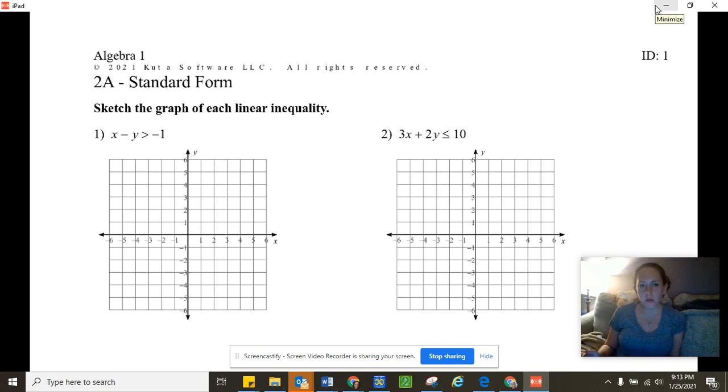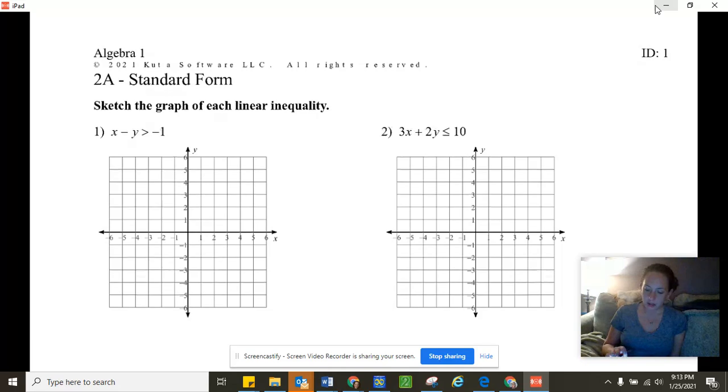Hey guys, so this week we're going to be looking at standard form for linear inequalities. Essentially, we are just going to be solving them to put them into slope-intercept form so that we can graph them, just like we did the ones last week.